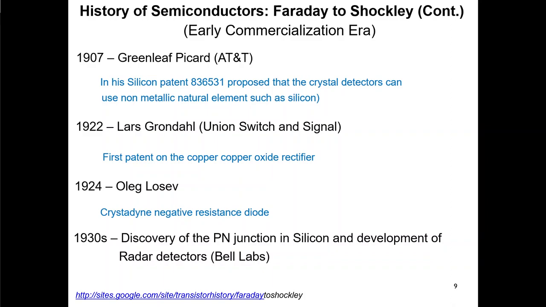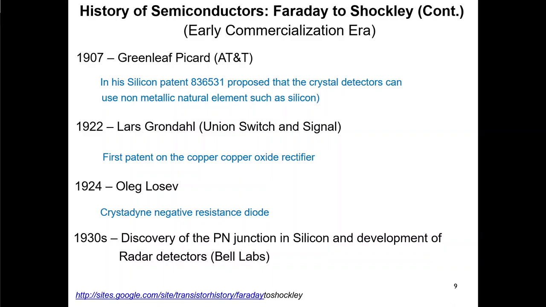Around 1922, you see copper oxide-based rectifiers being invented. The behavior was noticed almost 30 years before this particular patent, but the patent happened in 1922 when these kinds of devices were commercialized. Negative resistance behavior was also seen in these kinds of diodes, or semiconducting metal junctions, and around 1924 negative resistance diodes were commercialized for many microwave applications.